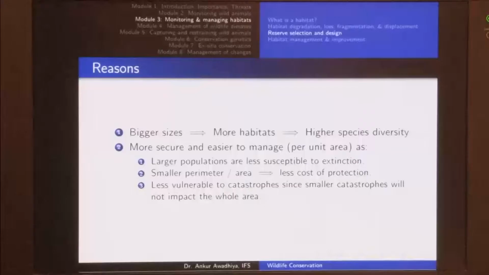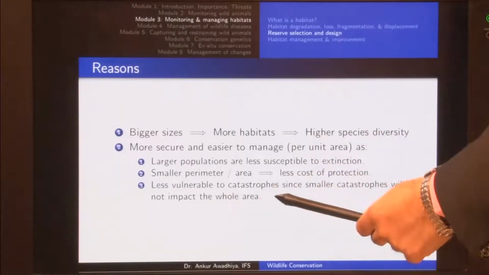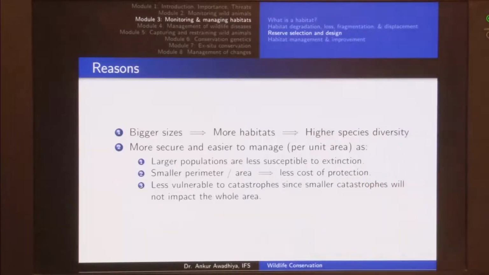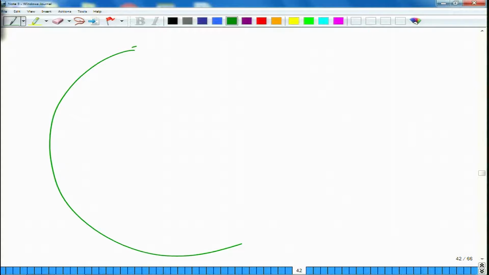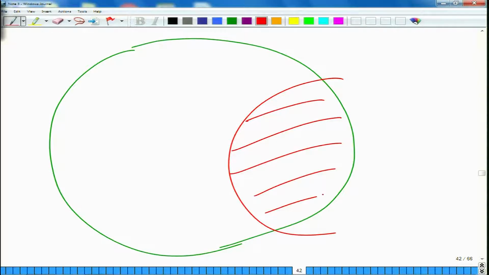Next point is that with a larger reserve, they are less vulnerable to catastrophes, since smaller catastrophes will not impact the whole area. What this means is that if you have a large size reserve and say there was a fire that influenced this much area of the reserve, so this much area was gone. Even then, the animals and trees in the rest of the reserve would be able to repopulate this area in no time.